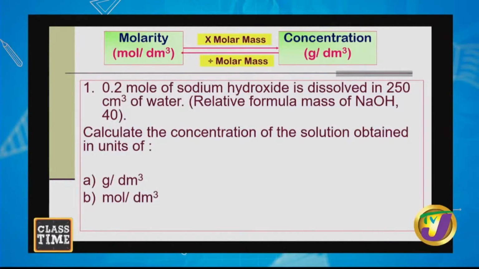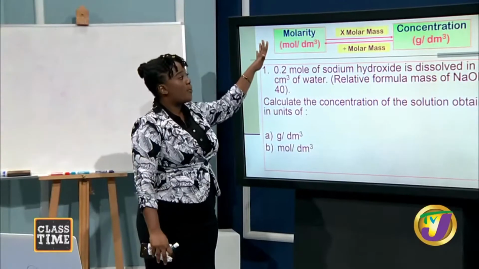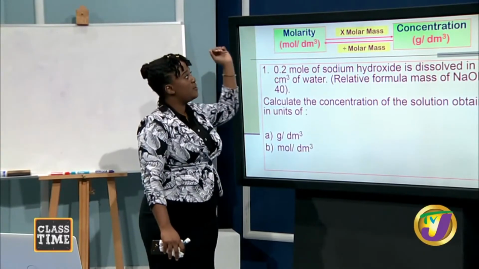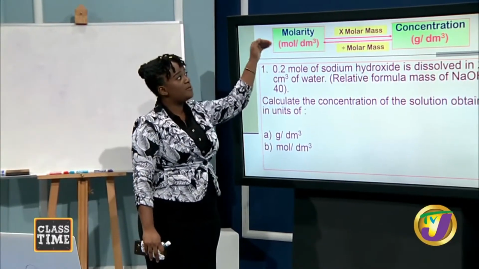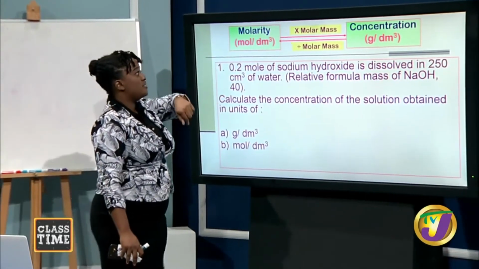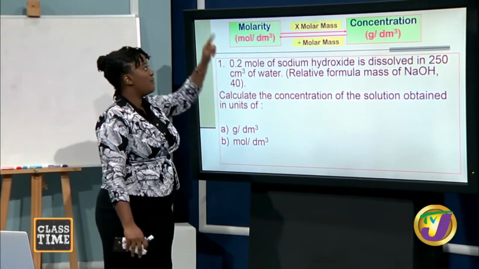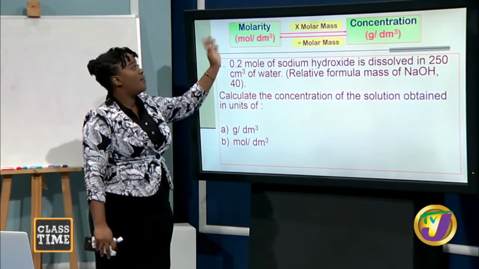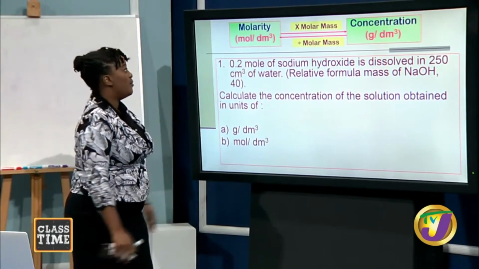Here I have a little illustration right there to show you how to convert from molarity to concentration, from mole per dm cube to gram per dm cube. So to convert from mole per dm cube to gram per dm cube, we multiply by molar mass. And to convert from gram per dm cube back to mole per dm cube, we divide by molar mass.